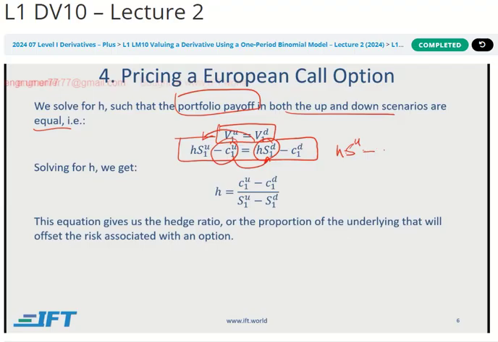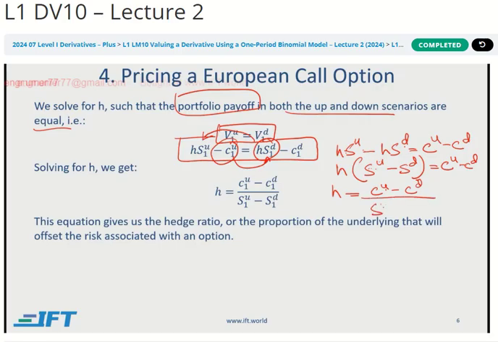So this I will bring to this side, and I'll say HS down is equal to C up minus C down. And then I'll take H out, and it will be H outside the brackets, and then S up minus S down is equal to C up minus C down. And then I'll just take this on the other side, and I will say H is equal to C up minus C down divided by S up minus S down. And this is how the hedge ratio is calculated. And this is a very simple way of calculating the hedge ratio.